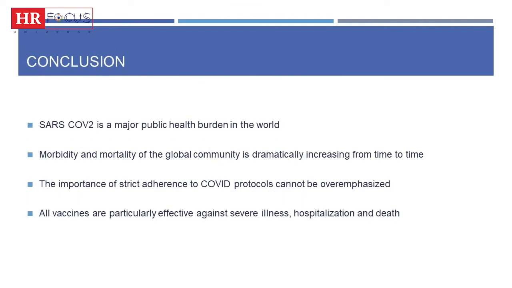So in conclusion, I'll conclude with 4 points. SARS-CoV-2 has now become a major public health burden in the world. It's become like a new malaria, really. It's associated with a lot of morbidity and mortality, and the global community is very concerned. The importance of strict adherence to our COVID-19 protocols cannot be overemphasized. Currently, we have very effective vaccines, and all these vaccines are particularly effective against severe illness, hospitalization, and death.